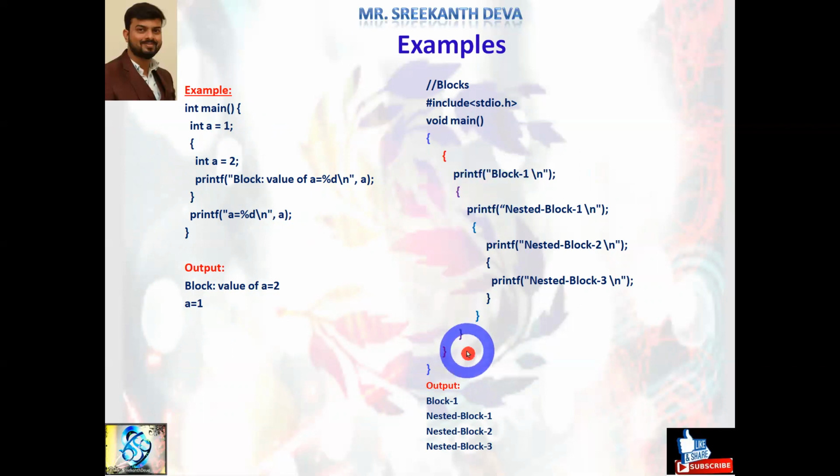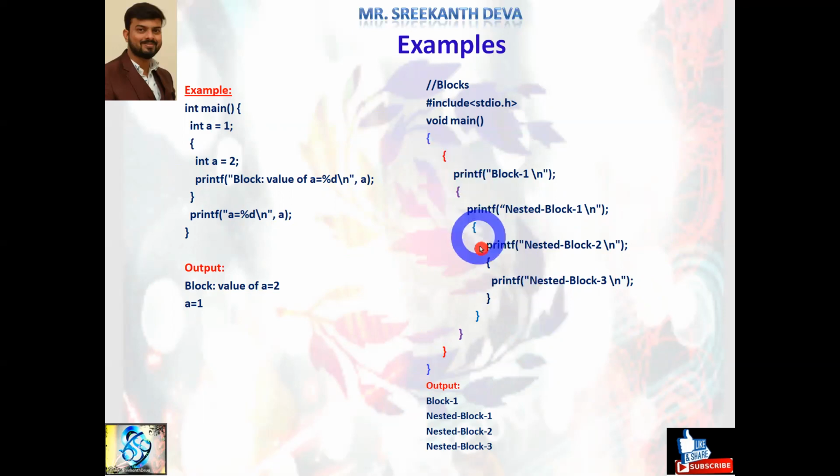See, I created another block within the block, and again I'm printing a nested block 1 message. After that, again I created another block, nested block 2. Within that, again I created another message, nested block 3. See, we can create n number of nested blocks or inner blocks, supported by what?